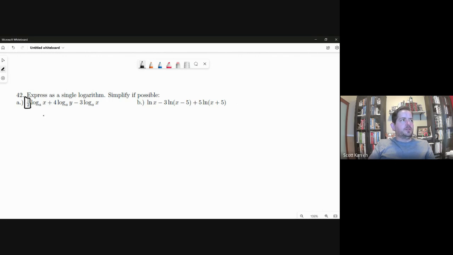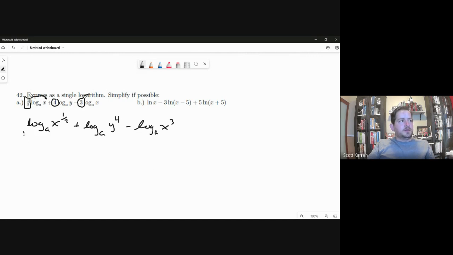So the first thing I want to do is take this 1/2 and rewrite it as a power over my x, and do the same thing with my 4 and the same thing with my 3. So I would rewrite this as the log base a of x to the 1/2, which is the same thing as log base a of the square root of x, plus the log base a of y to the 4th power, and then minus the log base a of x to the 3rd.